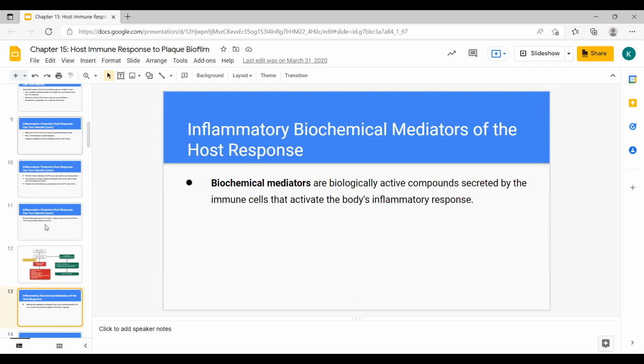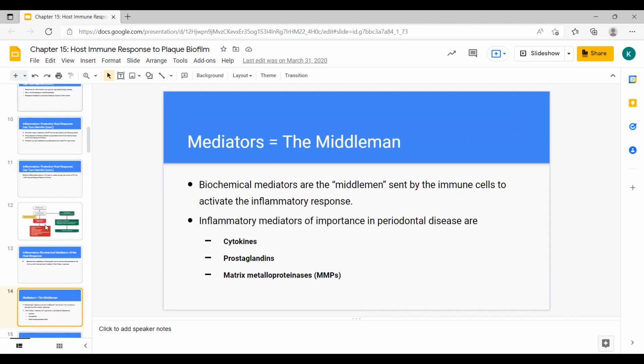Inflammatory biochemical mediators of the host response. These biochemical mediators are biologically active compounds secreted by the immune cells that activate the body's inflammatory response, okay? So the mediators are like the middlemen. The biochemical mediators are the middlemen sent by the immune system to activate the inflammatory response.